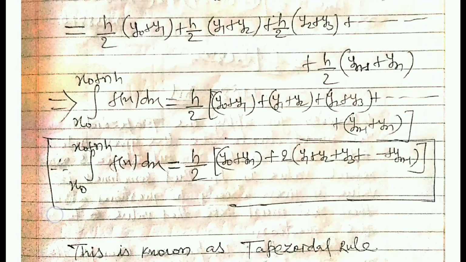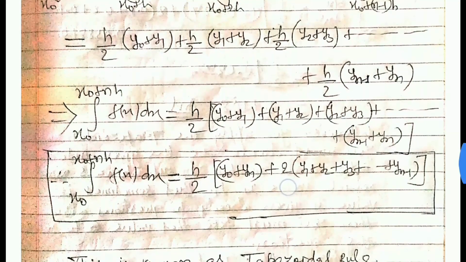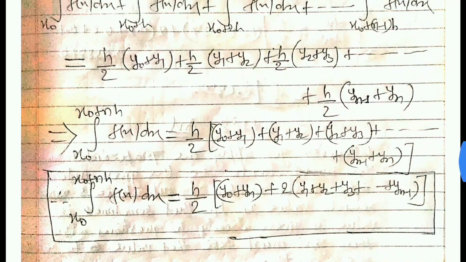That means the integral from x0 to x0 plus nh, from the lower limit to the upper limit, where each of the y's is a value of f(x). So y0 means f(x0), y1 means f(x1), yn means f(xn). If you put each of the values, then we can obtain the value of the given integral. So that is the trapezoidal rule. In the next video we will take some examples on the trapezoidal rule.